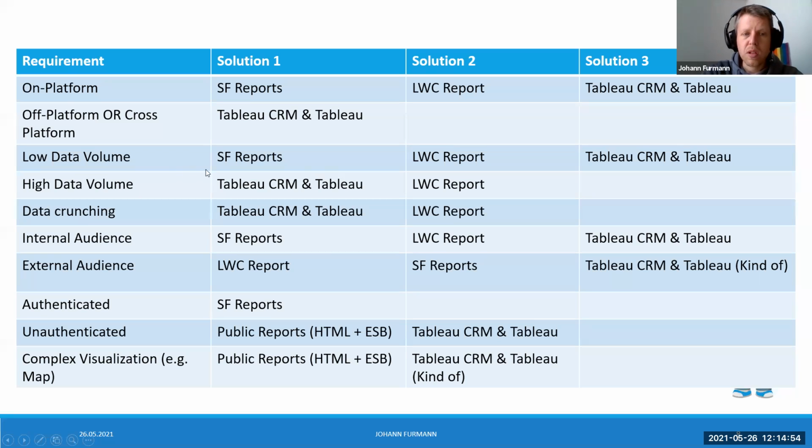Low data volume, then your Salesforce report, we talked about it. But if you have high data volume, Salesforce reports do not work anymore. Everything above like 2000 or something. But you still can use Lightning Web Component reports. So don't just always go for Tableau CRM or Tableau if you have high data volume. It depends on the situation. Data crunching, the same, Tableau CRM and Tableau as a BI tool or Lightning Web Component report, because you can actually crunch pretty high numbers, at least 50,000 records, using Lightning Web Component.